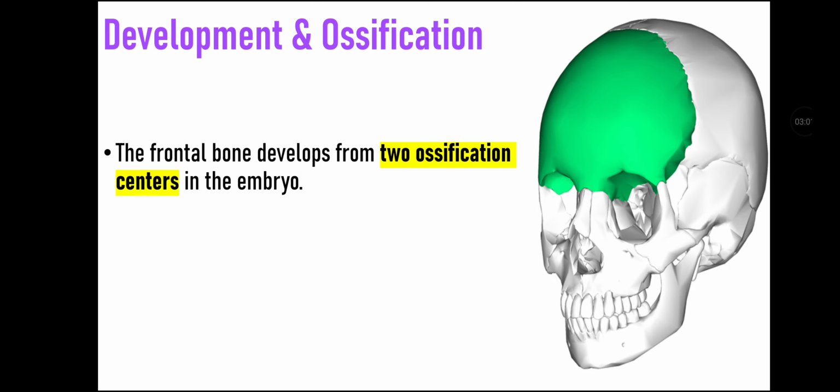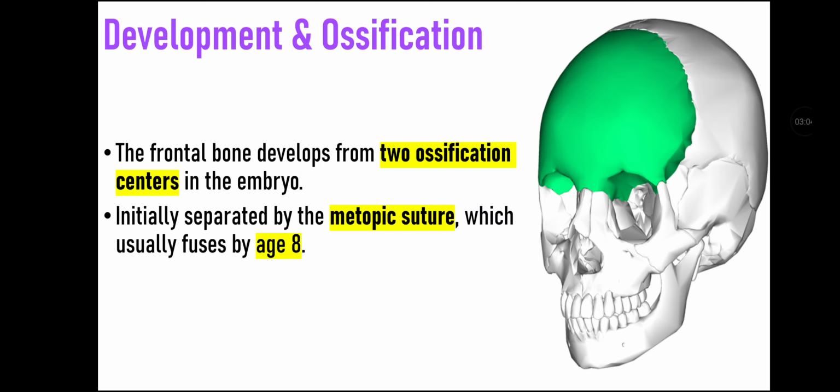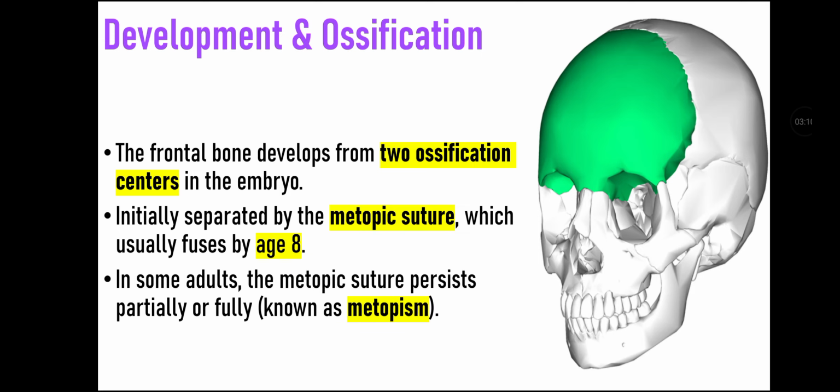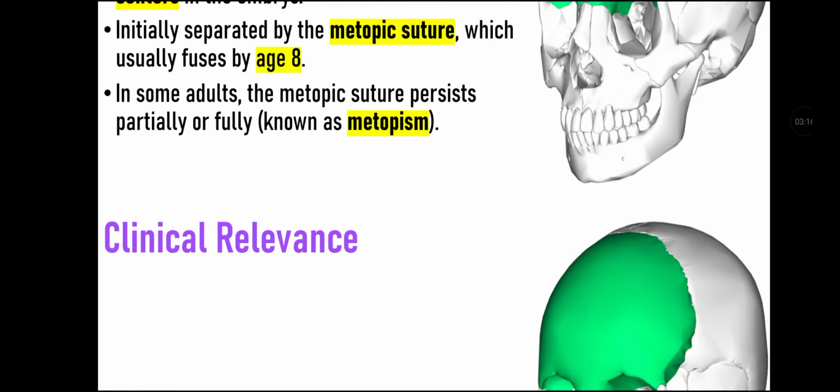Now let's talk about the development and ossification of the frontal bone. The frontal bone develops from two ossification centers in the embryo. Initially, they are separated by a metopic suture which usually fuses by age 8. In some adults, the metopic suture persists partially or fully, and that is known as metopism.